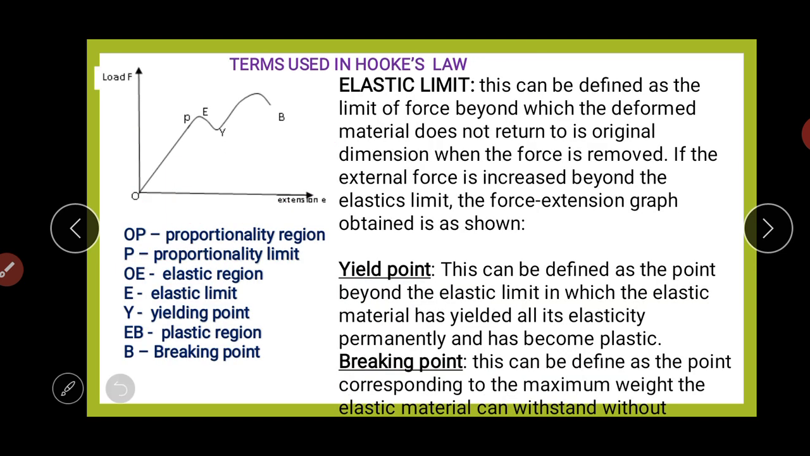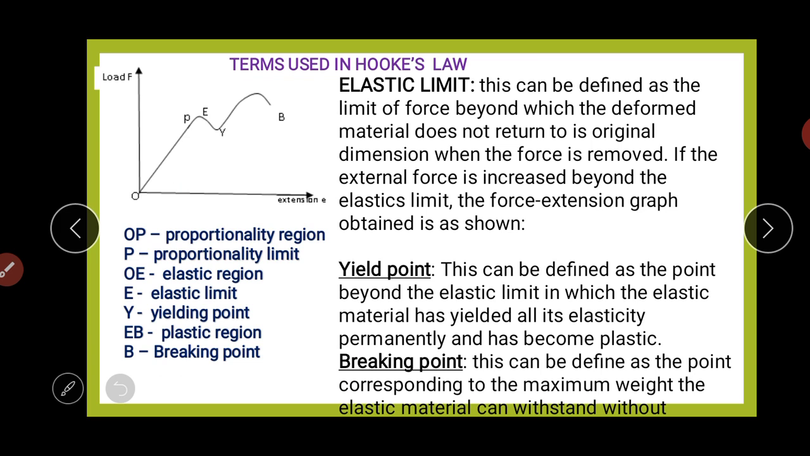Now, the elastic limit. I was explaining something to you last time. I said whenever a material has not reached the elastic limit, the material will still be elastic. But whenever the material reaches the elastic limit or above, the material will not be elastic. And when do we say a material is elastic? When it can go back to the original position after we have removed the force.